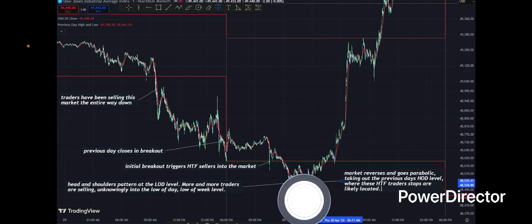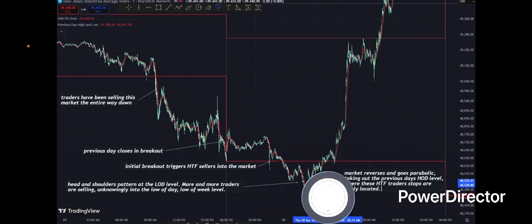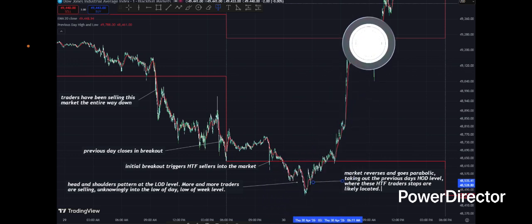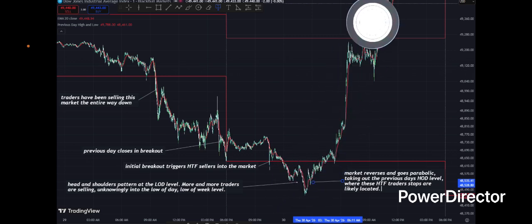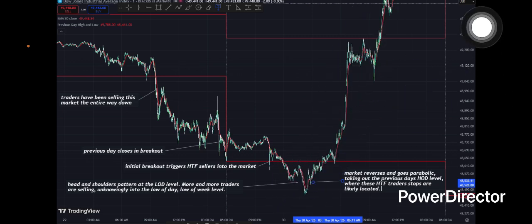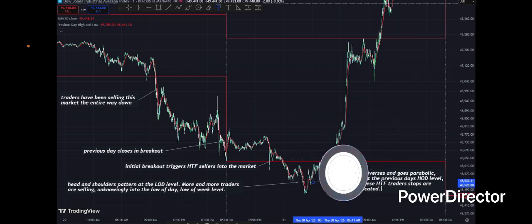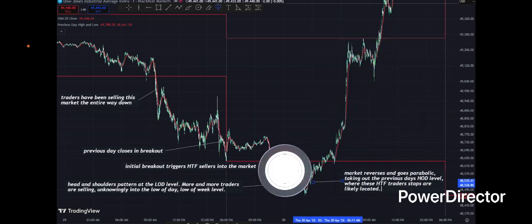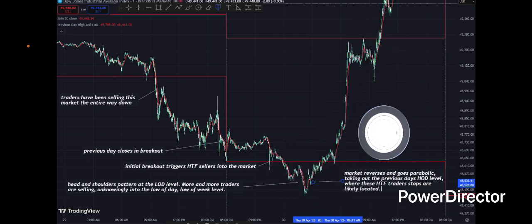Here the market reverses and goes parabolic straight from the low of the day to the high of the day, where those higher time frame traders have their stop loss orders resting, okay? Boom. Very clean trade. This is where you will get your highest probability, the 90-10 type of setups, okay? The ACBs ain't coming back. This is where you have your sizable opportunities and asymmetrical risk to reward.